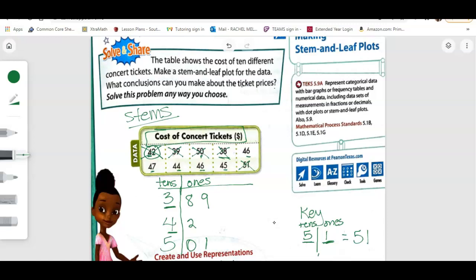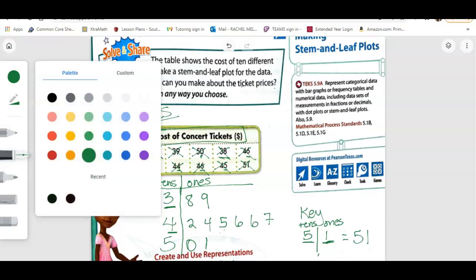Okay, so 44 is going to come after 42. Then my 45. I then have 2 46s. And I finally have a 47.